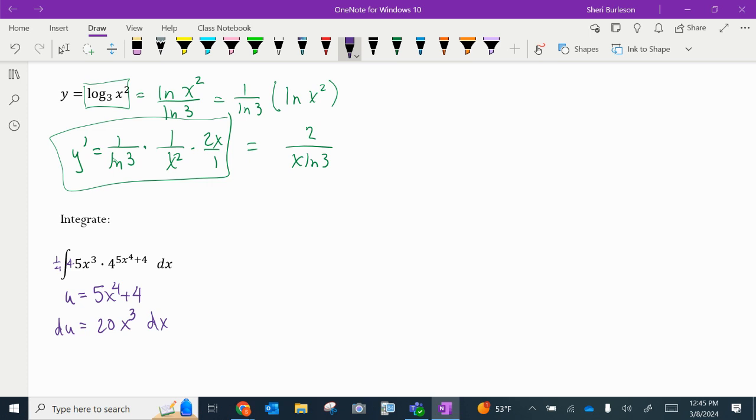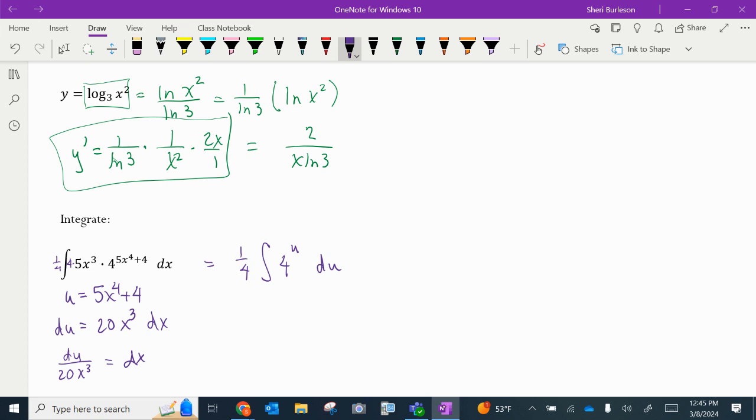How many of you did it that way? How many of you solved for dx and got du over 20x cubed equals dx and then substituted in and reduced with the 5x cubed? How many of you did it that way? Most of you look for the du? Okay. So then this is going to get me 1/4 the integral of 4 to the u du, correct?